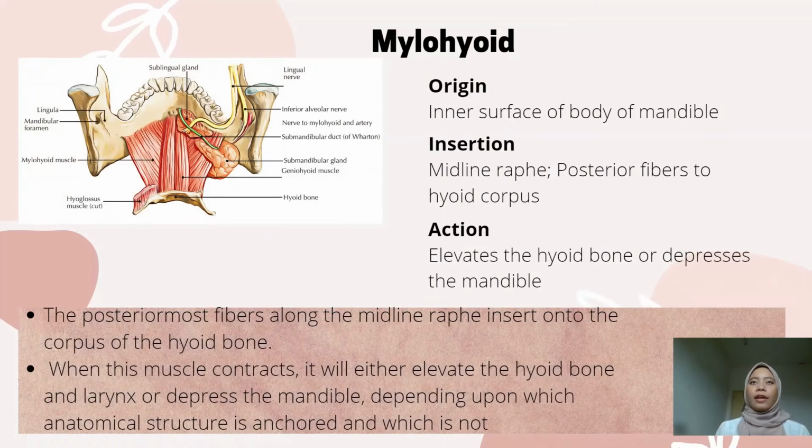Next is Mylohyoid. The origin of Mylohyoid is at the inner surface of the body of the mandible, and the insertion is at the posterior fibers to the hyoid corpus, and the action is to elevate the hyoid bone or depress the mandible. The posterior-most fibers along the midline rise and insert onto the corpus of the hyoid bone. When this muscle contracts, it will either elevate the hyoid bone and larynx or depress the mandible, depending upon which anatomical structure is anchored and which is not.